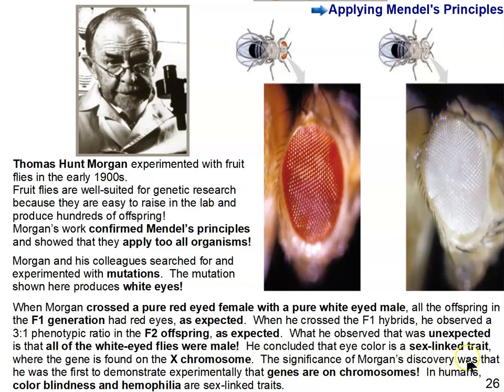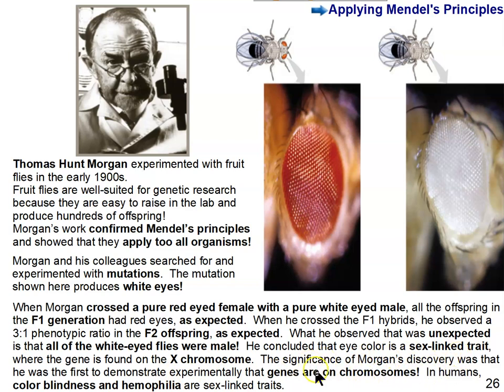So the significance of Morgan's discovery was that he was the first to demonstrate experimentally that genes are on chromosomes. People had been looking under the microscope at how chromosomes divide during cell division and gamete formation, but no one was ever able to show experimentally that the genes responsible for heredity are actually on the chromosomes. So this was the first experimental evidence that genes are on chromosomes, and specifically in this case on the X chromosome.